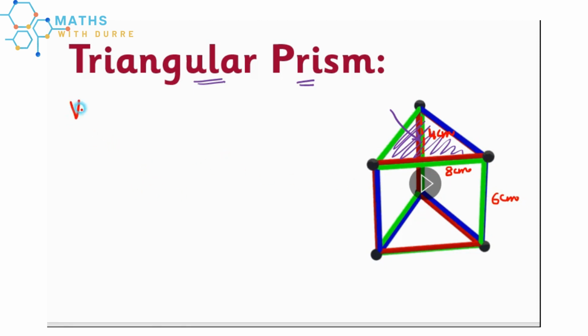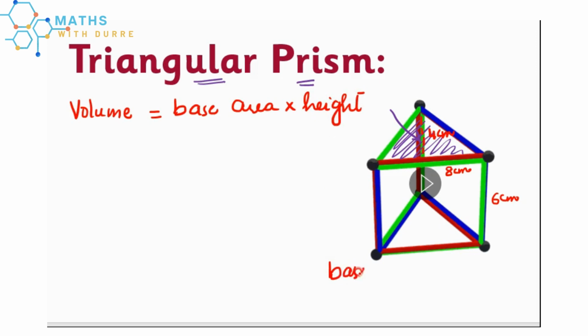As you know, the formula of the volume of a prism is base area into height of the prism. How can we calculate the base area? Base area means area of a cross section. Cross section means this base shape, right? Can you identify this base shape? Yes, it is a triangle.